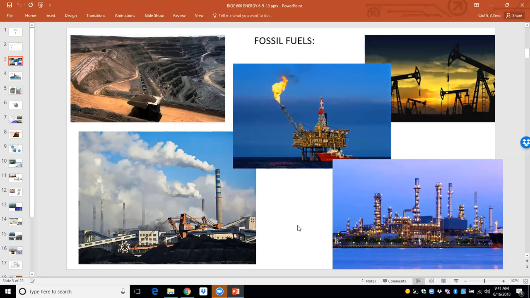Okay, so for coal, there is strip mining above ground, which has its own issues and concerns because it is extremely damaging to the environment, and it's highly restricted.